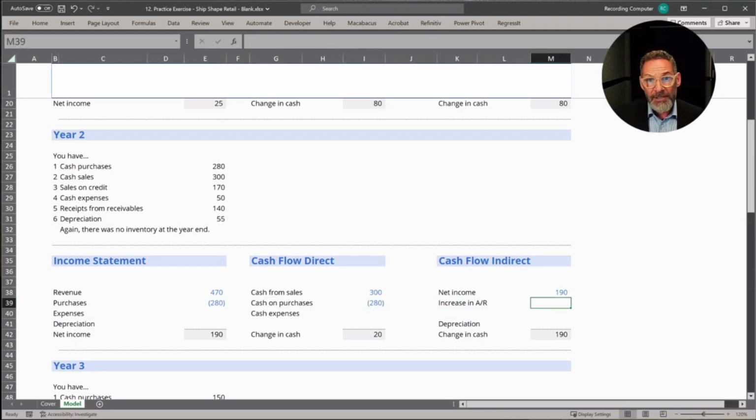And what we're adjusting for is any increase in accounts receivable is cash that really we should have had. So we're going to record it as a negative number because it's not cash. It's cash that's still sitting with the customer. So I'm going to record the minus 170. And you can see, therefore, our cash flow direct and our cash flow indirect now match. We have cash expenses of 50.